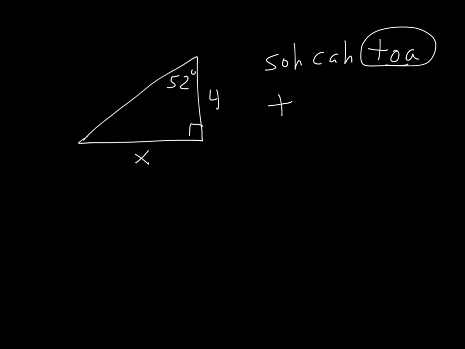So tangent. Write down tangent. Put down the actual angle this time. We know the angle is 52 degrees. So we're taking the tangent of 52 degrees, which I'll show you how, that's just a number on a calculator. And we know that when we do that, it equals x over 4. So we go x over 4.